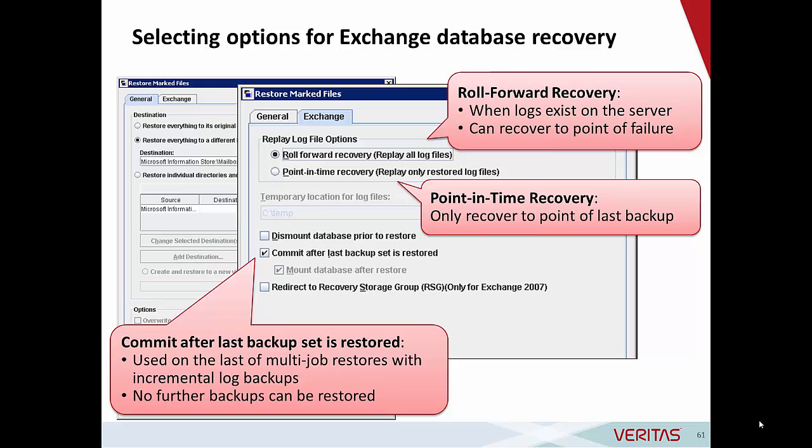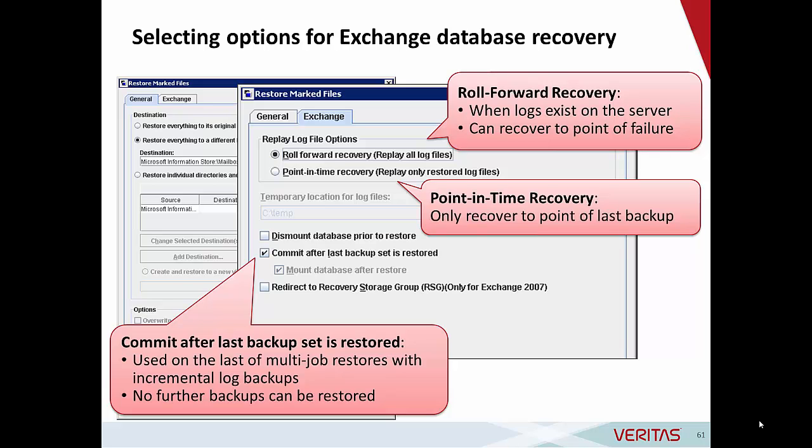When you go to restore the data, you'll notice that in the restore options there's an Exchange tab with Exchange-specific options. First one is for replaying log files. What would you like to do? Would you like to do a roll forward recovery, or would you like to do a point in time recovery? And it kind of depends upon the kind of failure that you had. A roll forward recovery will roll forward all the logs that exist on the server, both the ones that I have just restored and any other logs it finds that are valid. And so this can be used to recover right up to the point of failure.